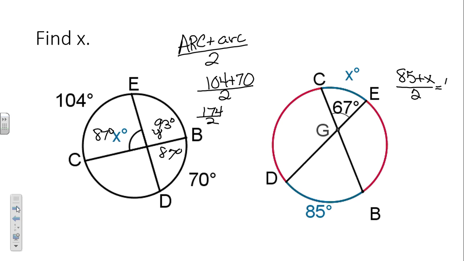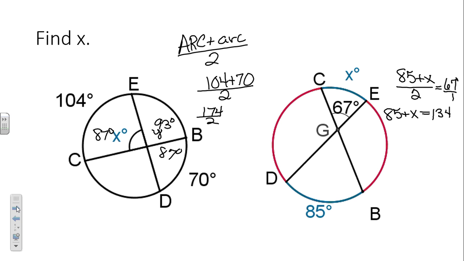As a shortcut, Jaden asked, could we just double 67 right away? Absolutely. Okay? We can add them up and divide by 2 and set them equal to 67, but what would be the next step here? How do we solve something like this? Cross multiply, right? So you could just double the angle right away and get 134 is equal to the sum of the two arcs.